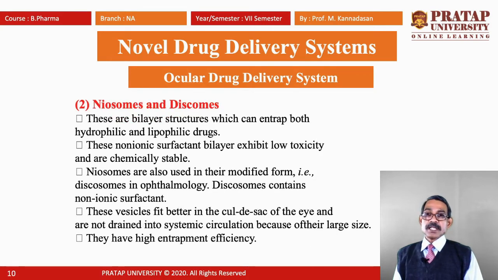The second example in the novel ophthalmic delivery systems is neosomes and discosomes. Neosomes use a non-ionic surfactant as a carrier, and discosomes are a modified form of the non-ionic surfactant vesicle. These are bilayer structures which can entrap both hydrophilic and lipophilic drugs, one type of drug on one side and another type on the other side. By using the neosome and discosome approaches, we can load both hydrophilic and lipophilic drugs.